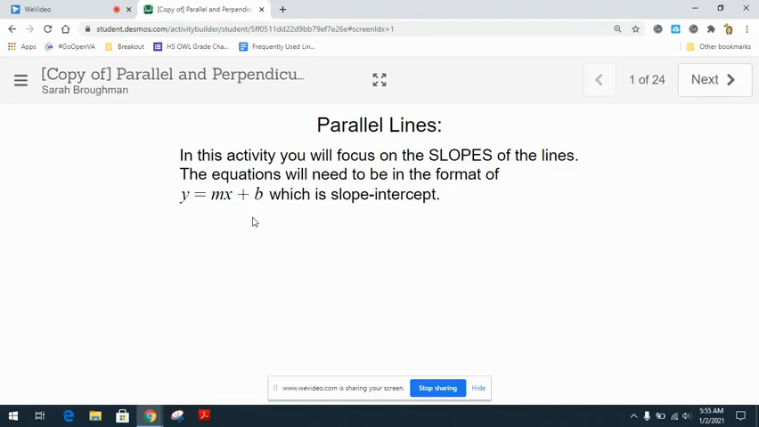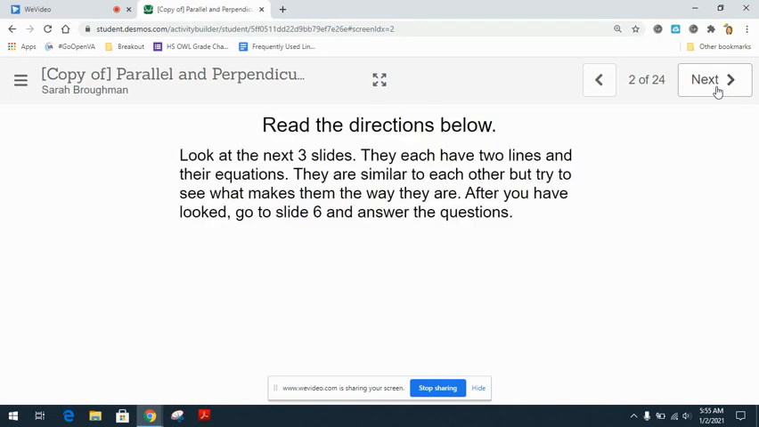The equations will be in the form of y equals mx plus b, which is slope-intercept form. So we're going to look at the next 3 slides. They each have 2 lines in their equations. They're similar to each other, but try to see what makes them the way they are. And then we're going to go to slide 6 and answer the questions.